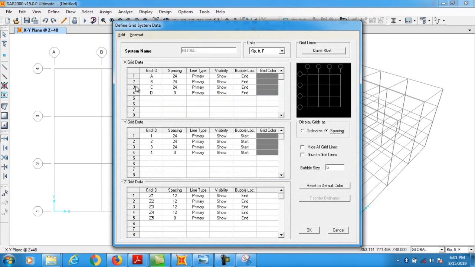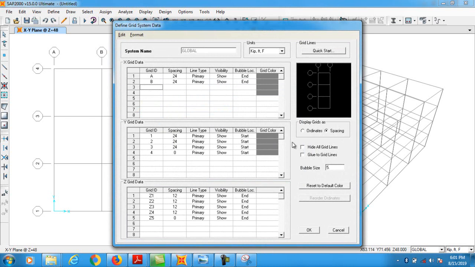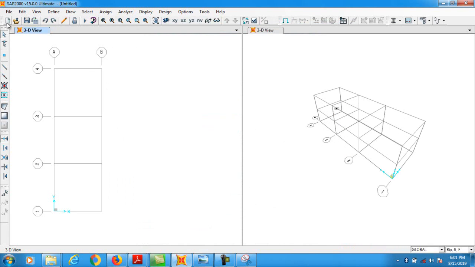You have only AB, select the spacing, and AB is 20. Then you have heights Z1, Z2, Z3, and delete it. Clear? Select Z1 to Z2 as 5, and Z2 to Z3 as 10, and Z3 equals 0. The job will be done. So this is the way you can model your frame.